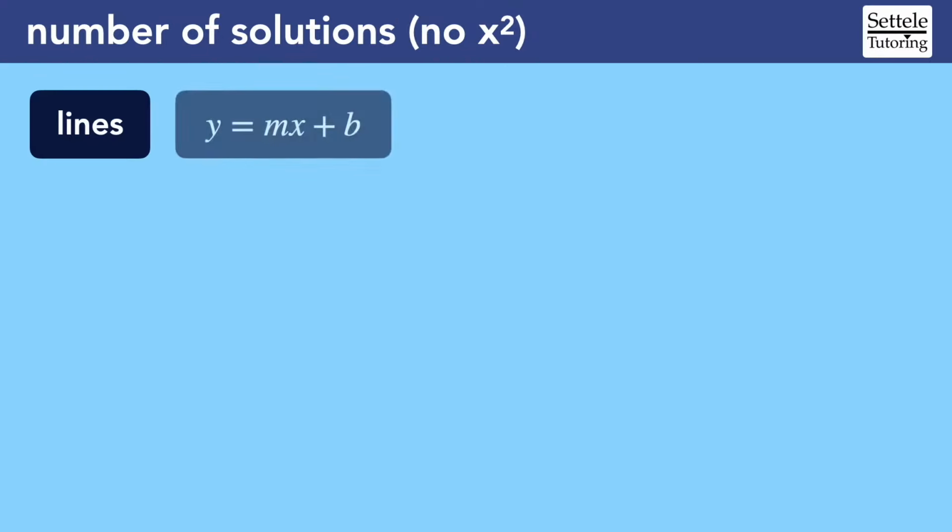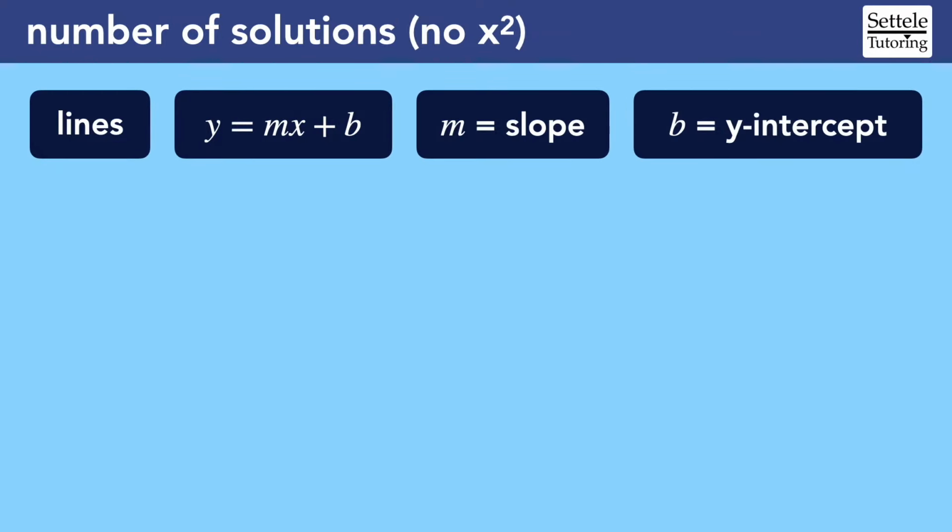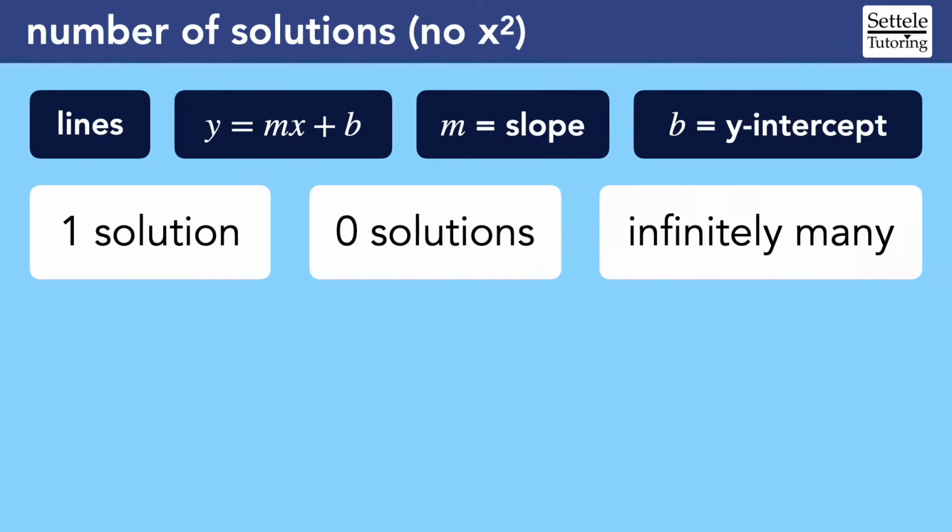Without an x squared, you almost certainly have linear equations. As a reminder, we really want to think about lines using the slope-intercept form, which you probably know better as y equals mx plus b. Remember that m is the slope of the line and b is the y-intercept. If you have two linear equations, then there are only three possible answers to the question. The two lines either have one solution, zero solutions, or infinitely many solutions.